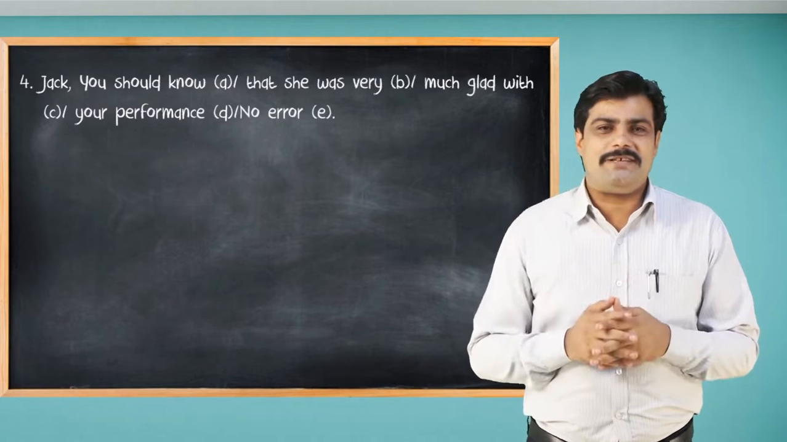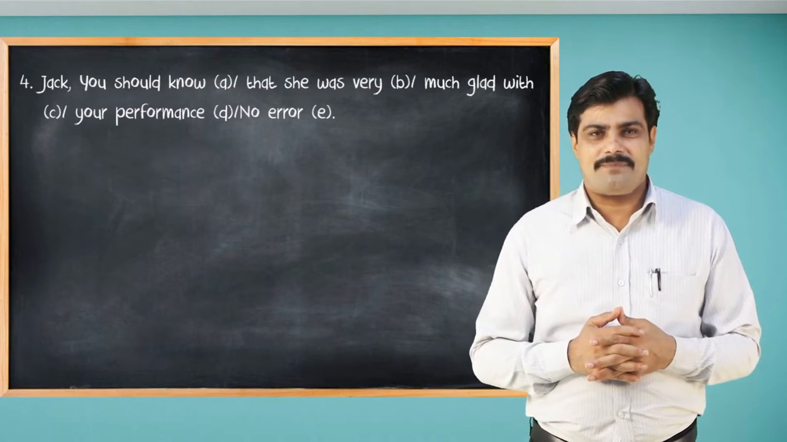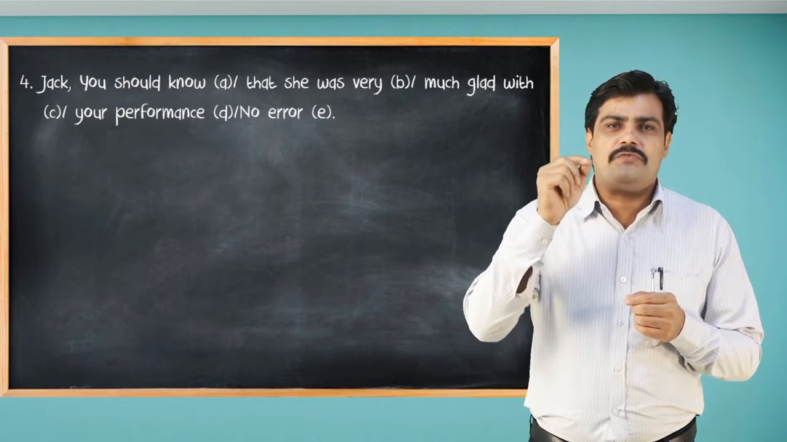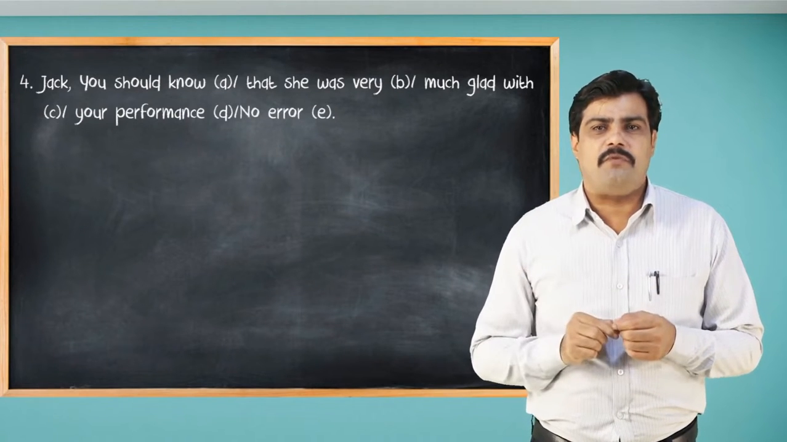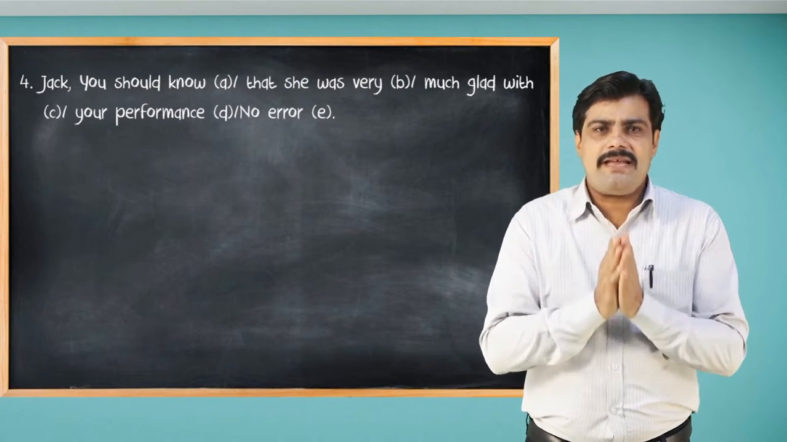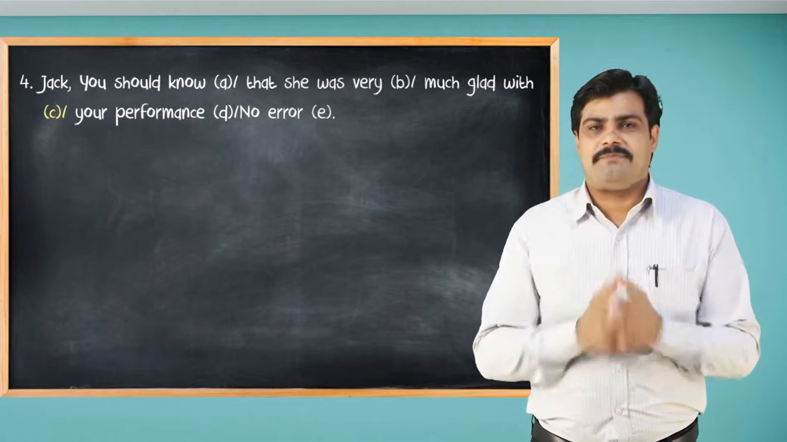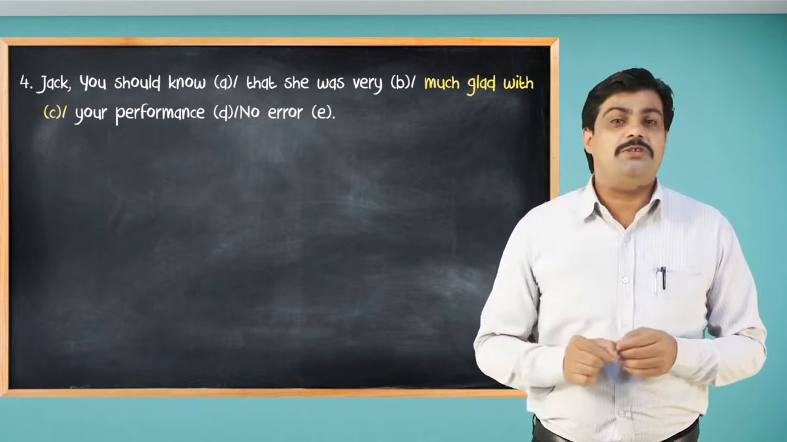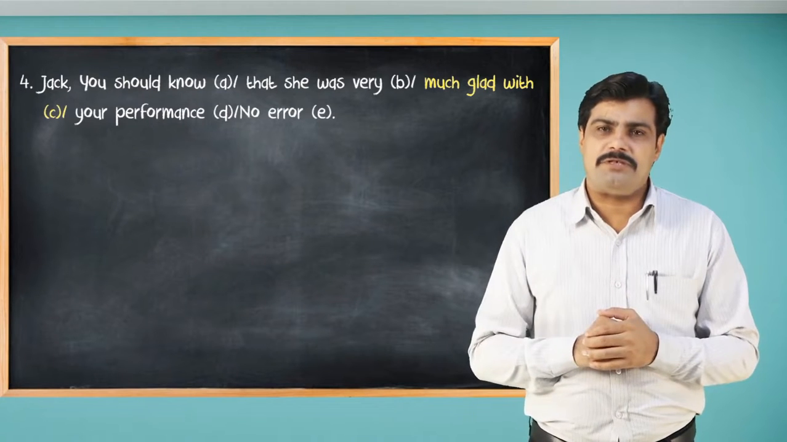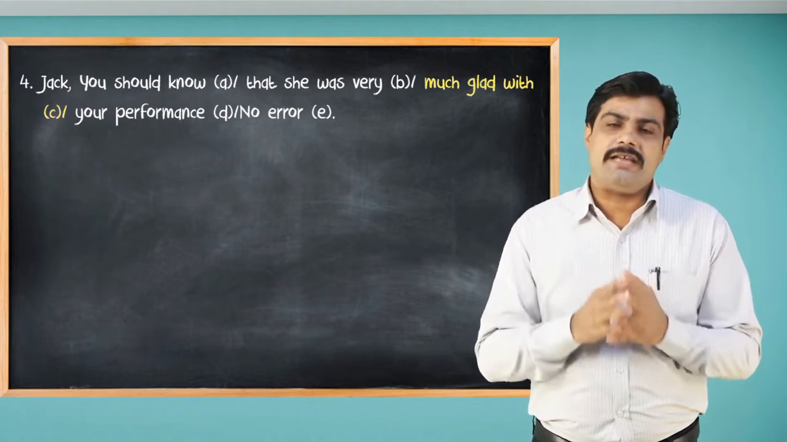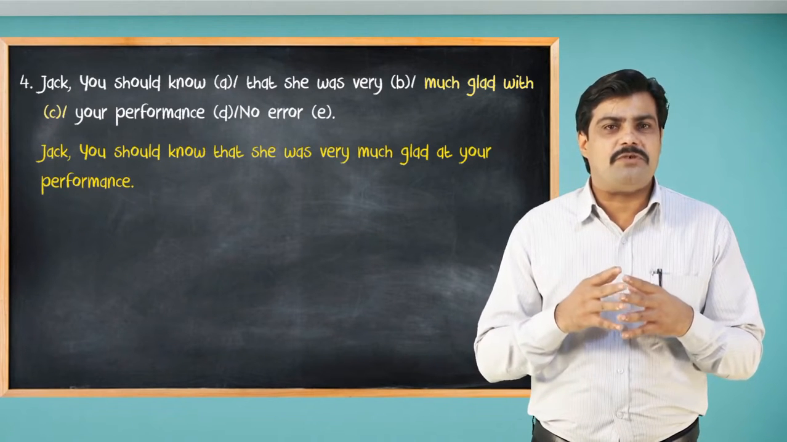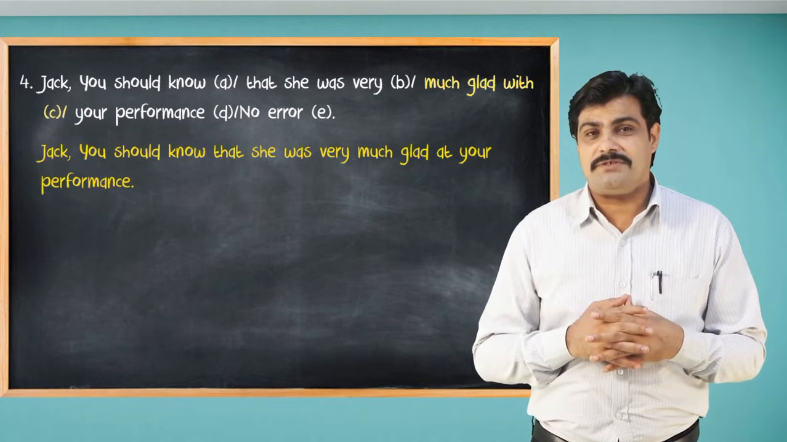Now let's take the another sentence that is also interesting one. Jack, you should know that she was very much glad with your performance. Now in this sentence, if you analyze, there is a mistake in part C. Preposition with is wrong because the verb glad takes at as a preposition. Now the correct sentence would be, Jack, you should know that she was very much glad at your performance.